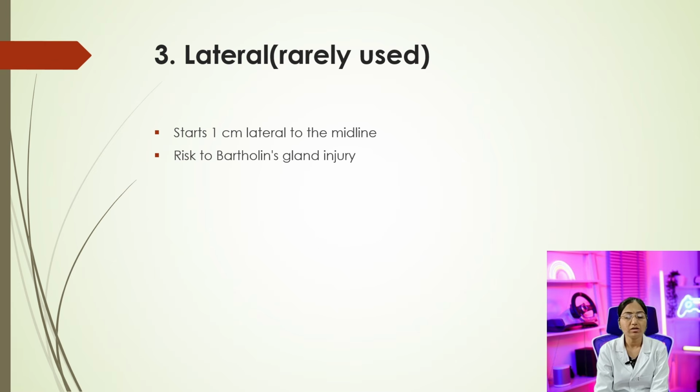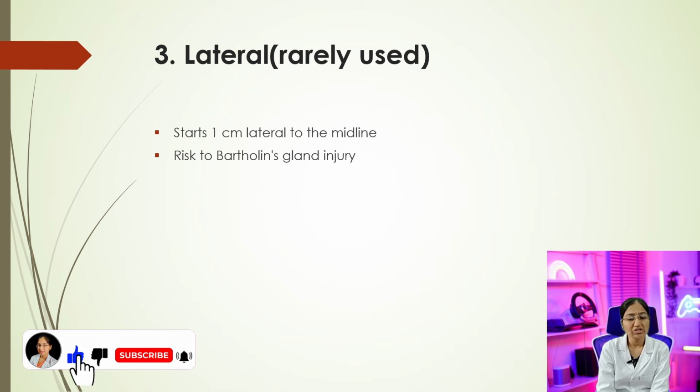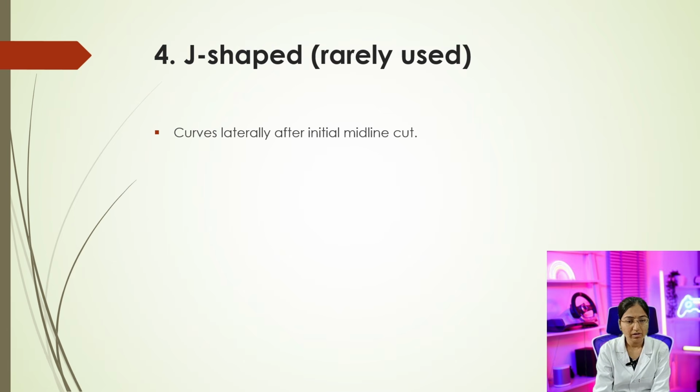This one is the third type, that is lateral. It is rarely used. That's 1 centimeter lateral to the midline, and then risk of Bartholin's gland injury. Here Bartholin's glands are located on each side of the vaginal wall, and they help with the lubrication of the vagina. And then next we'll see the fourth type, that is J-shaped. It is also rarely used, and it curves laterally after the initial midline cut. These are the 4 types of episiotomy.